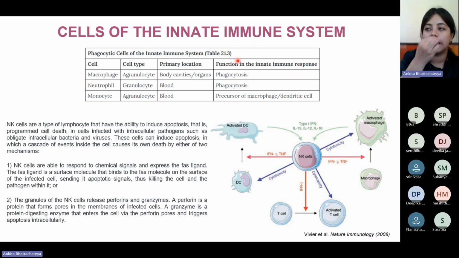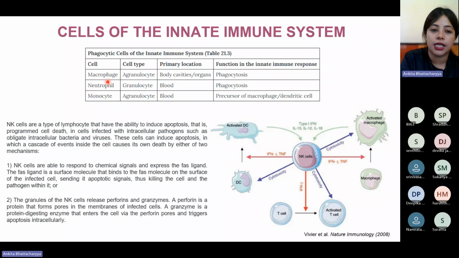The name indicates that these are cells which are able to engulf or eat up a pathogen that has come in. And there are some non-phagocytic cells as well. How do they differ? We'll come to that. When we talk about the phagocytic cells of the immune system, they are of three types: macrophages, neutrophils, and monocytes. Macrophages and monocytes obviously have a relation between them. If you remember, we had talked about it, that monocyte macrophage transition occurs.